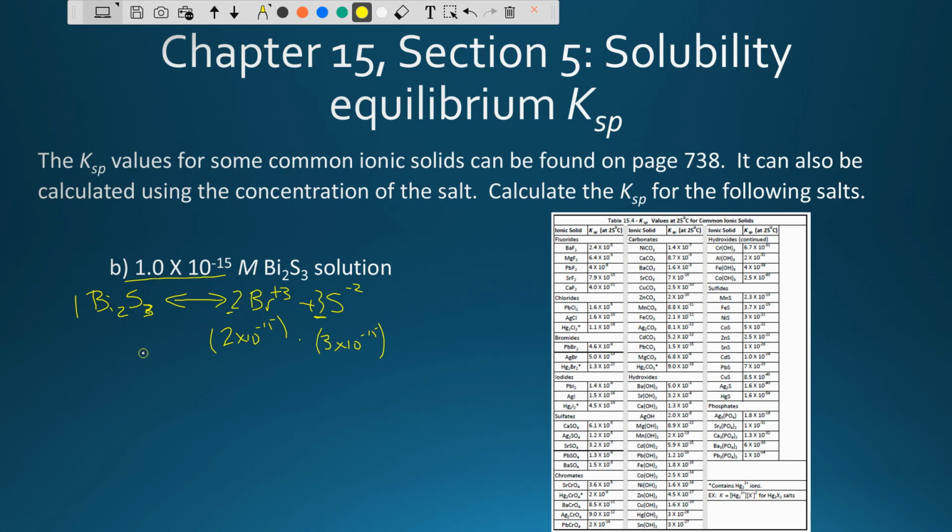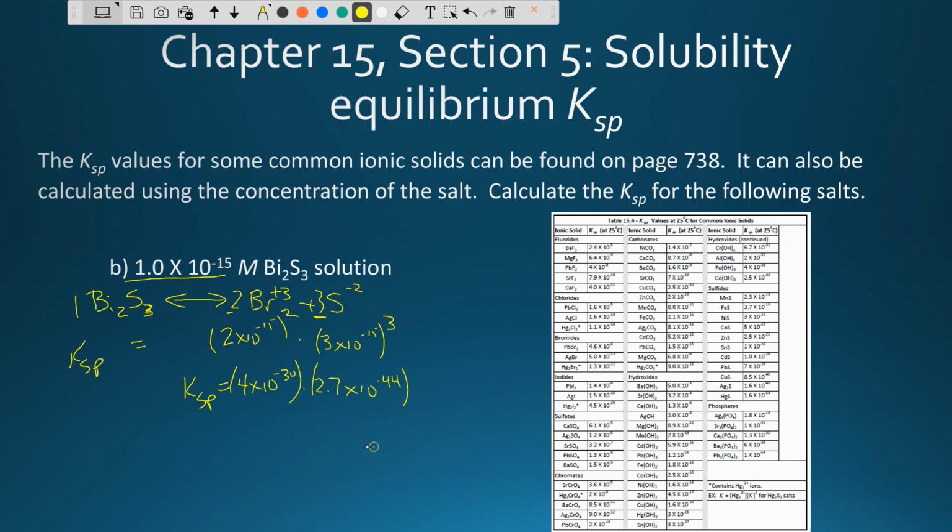If I'm finding my Ksp, I take into account that I doubled it because it's a 1 to 2 to 3 ratio, and I am going to be squaring this and taking the cube of this. And so my Ksp ends up being a value of 4 times 10 to the negative 30 times 2.7 times 10 to the negative 44.